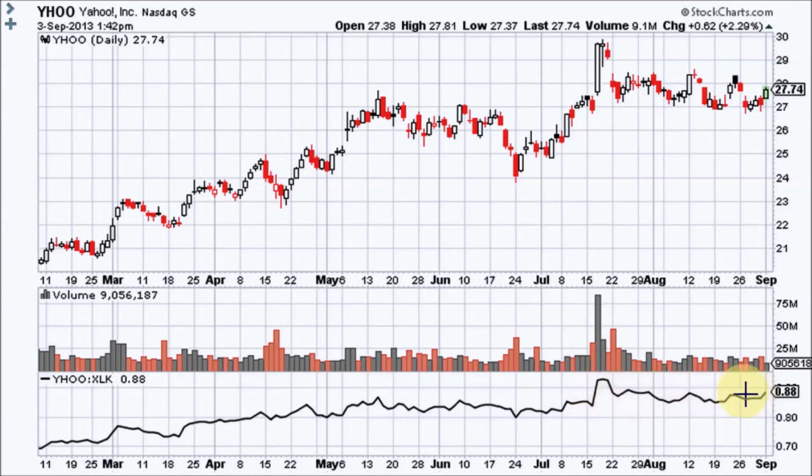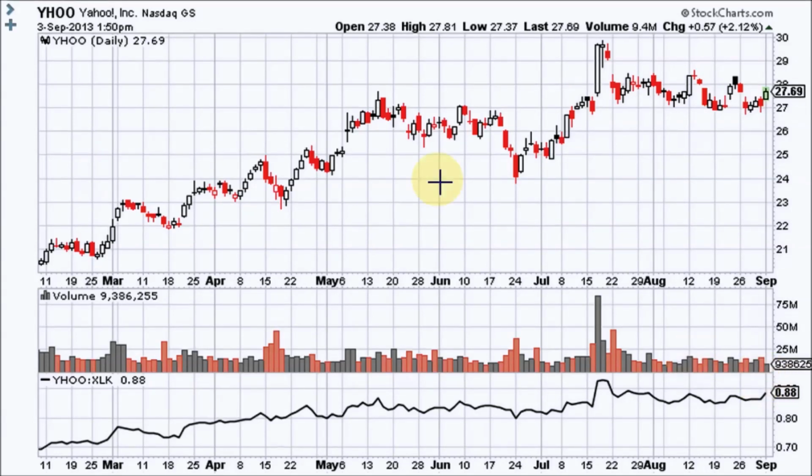Now, through this period, it was basically moving flat with it, but it looks like if it can break above resistance here, here, and here, that price relative should come close to this old high here, which will be pretty hard because that was an earnings report. But breaking out to new highs for price relative of Yahoo compared to the technology sector would be extremely bullish for Yahoo.